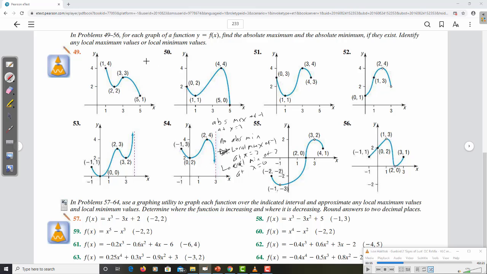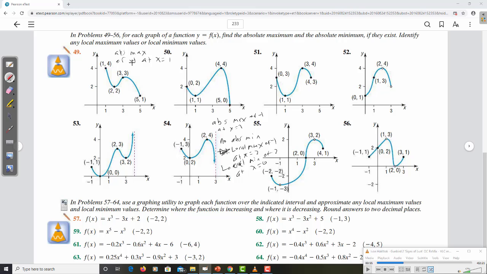I want to look at this as well, mainly just to talk about the absolute extrema. If we look at 49, absolute max, well, where is it? It's not at a local max this time. Absolute max is actually at the endpoint. So absolute max of 4 at x equal 1.